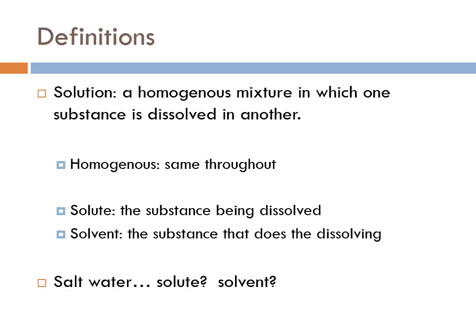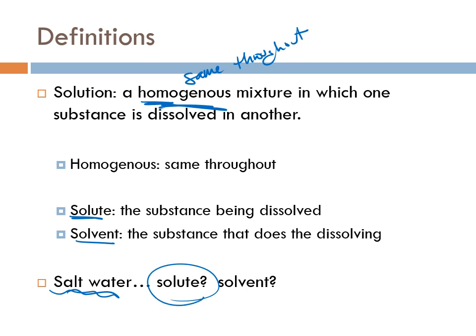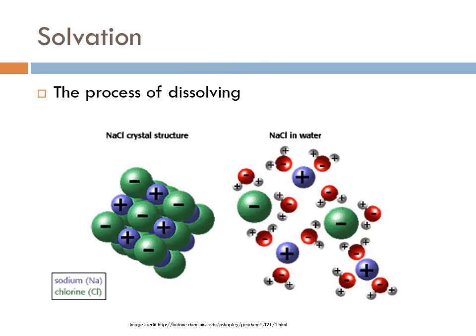First up, some definitions. A solution is a homogeneous mixture. This means that it is the same throughout. So remember that we talked about mixtures as being homogeneous or heterogeneous. We're talking about same-throughout mixtures in which one substance is dissolved in another. A solute is the thing that is being dissolved, and then a solvent is the substance that is doing the dissolving. So if I have a solution of salt water, the solute would be the thing that is being dissolved, that would be the salt. And the solvent is the thing that is doing the dissolving, that would be the water.